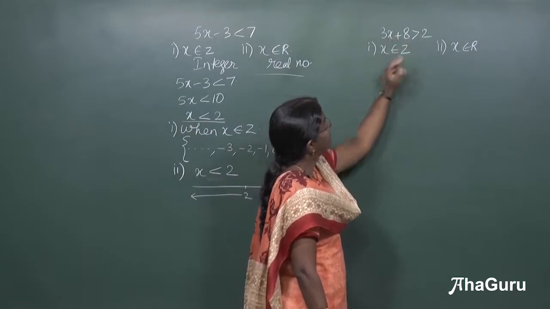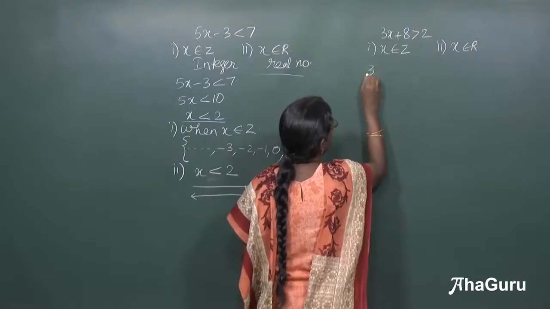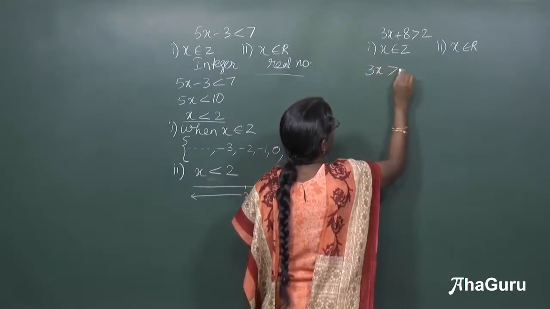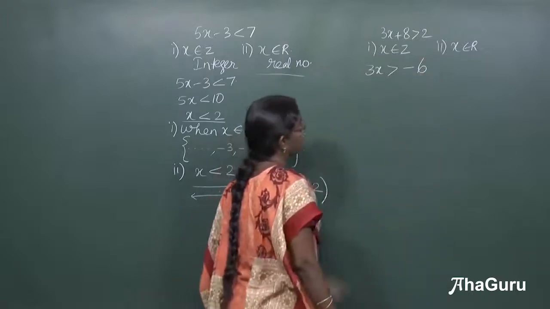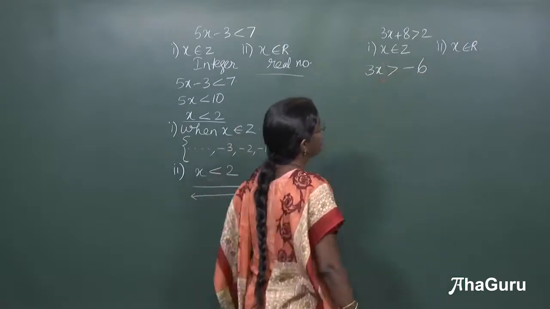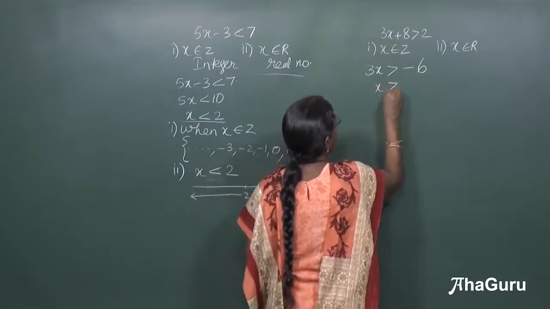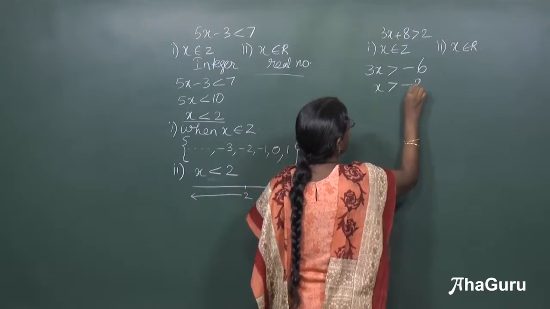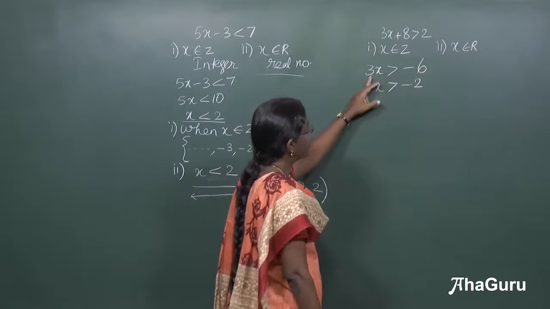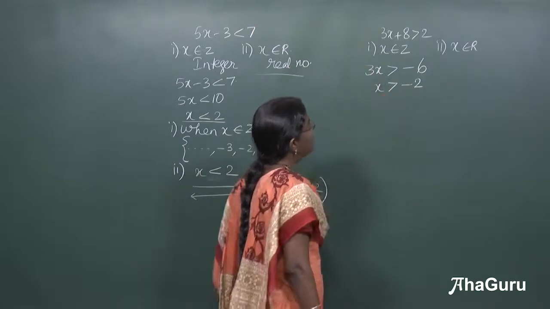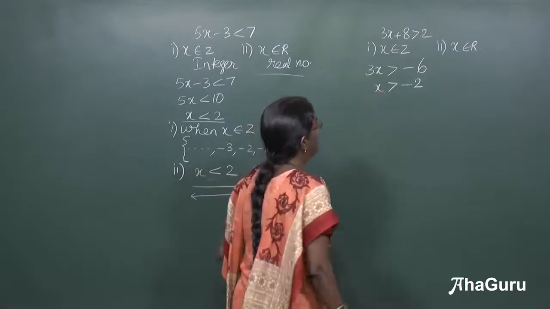The inequality here is 3x plus 8 greater than 2. Rewrite it: 3x now will be greater than 2 minus 8, or minus 6. 8 transposed to the other side becomes 2 minus 8, or minus 6. So, x, with both sides divided by 3, will be greater than minus 2. I am dividing by a positive constant, so the inequality does not change. The inequality now simplifies to x greater than minus 2.